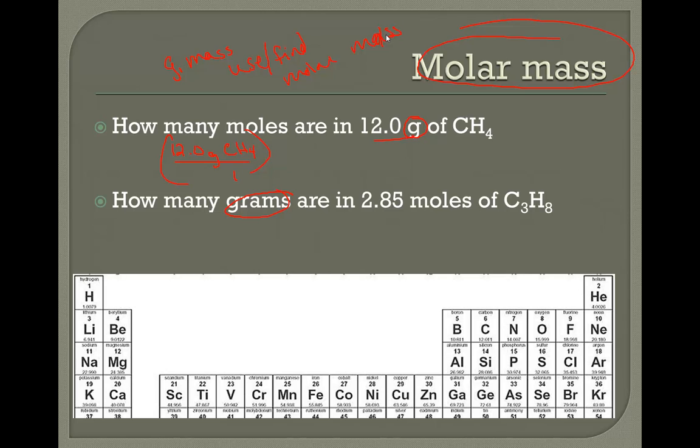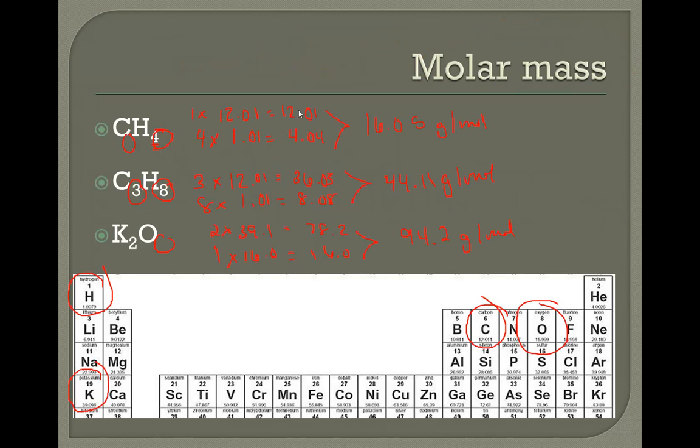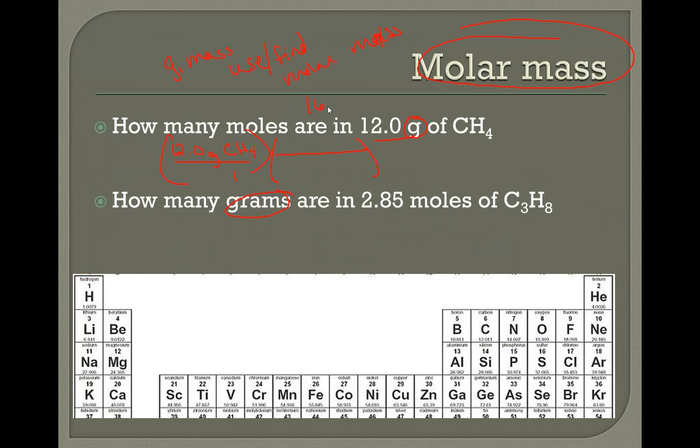So, I need to figure out the molar mass of CH4. We figured that earlier at 16.05. So we have grams on top, so I want to put grams on the bottom. 16.05. And then that's 1 mole. Divide that out. 12.0 divided by 16.05. 0.748 moles.